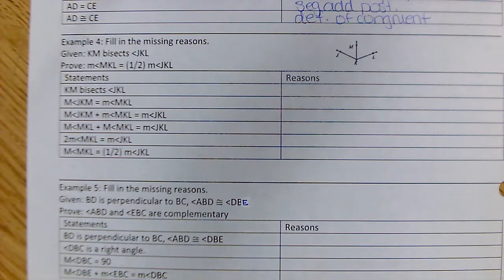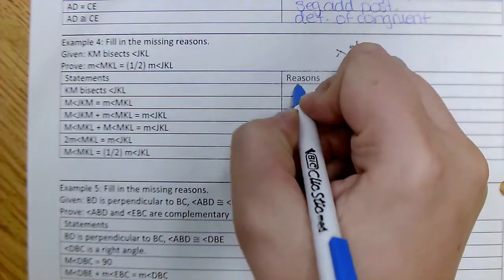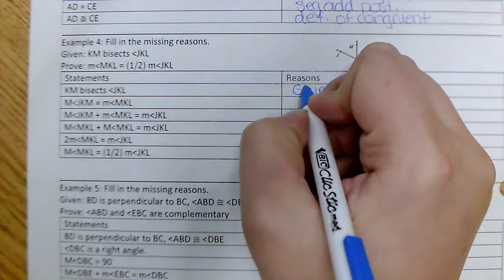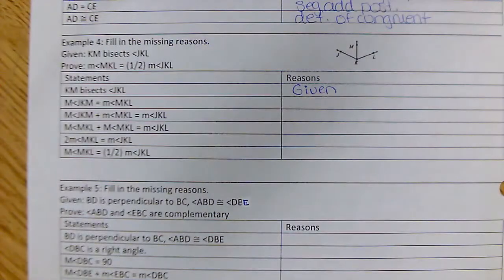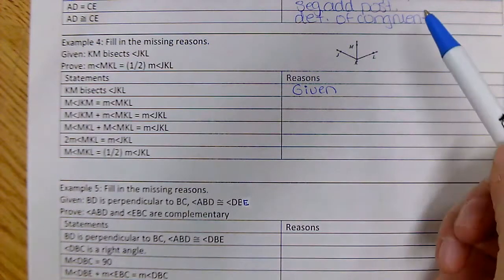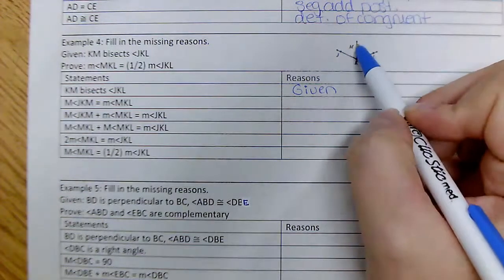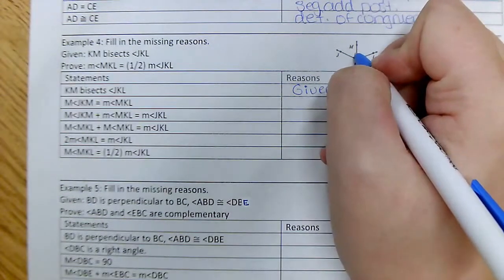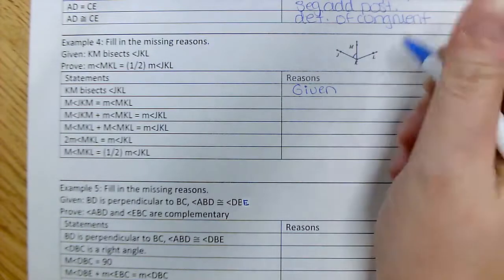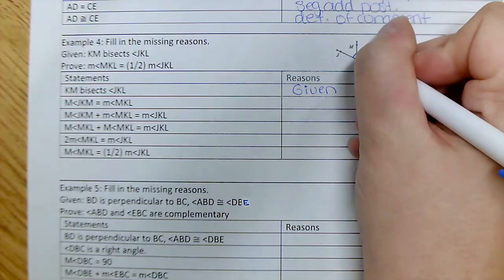So first of all, our first statement says KM bisects angle JKL. So our reason for that, well, that was the information that was given to us. So from here, the next statement says the measure of angle JKM is equal to the measure of angle MKL. Well, if we look at our picture to help us make sense of this, JKM is this one over here on the left, and they're telling us that it's equal to MKL, which is the one on the right.